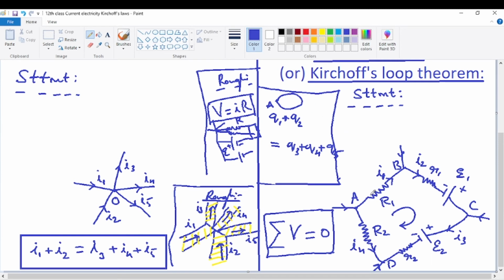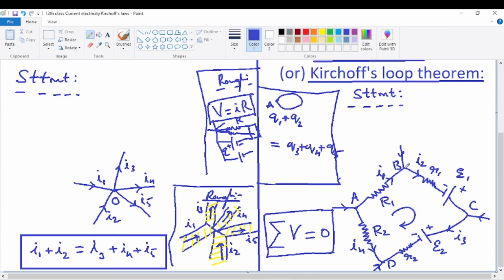So now apply that here. What is the work done in driving a unit positive charge from A to B, going round the complete circuit once and coming back here? The total work done will be 0. What is this total work done? First A to B, work done W1. But this work done is nothing but the potential difference.